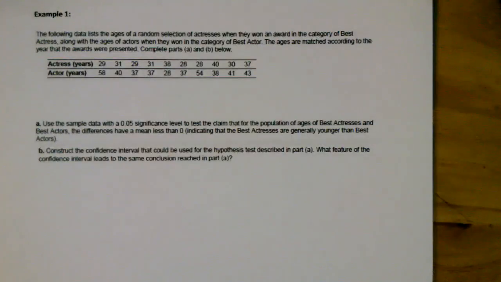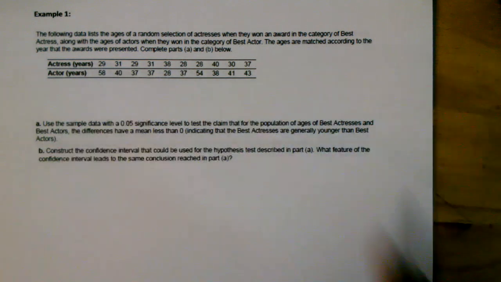All right, so now let's look at some examples of just this. The following data list the ages of a random selection of actresses when they won an award in the category of Best Actress, along with the ages of actors when they won in the category of Best Actor. The ages are matched according to the year that the awards were presented. Complete parts A and B below.